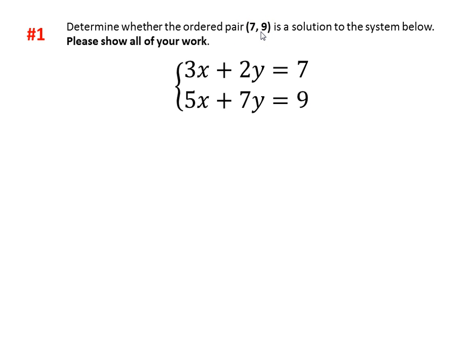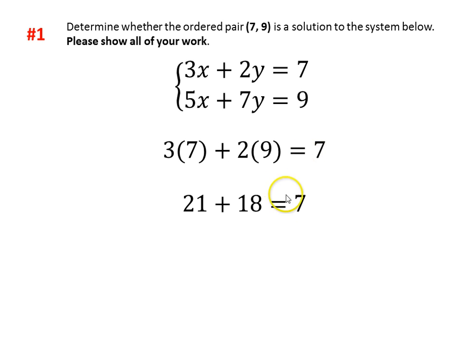Well, if (7, 9) is a solution, then when we plug it into each of these equations, we'll get a statement that is true. So let's see what happens when we take (7, 9) and plug it into the top equation, 3x + 2y = 7, where we are replacing the x with 7, because 7 is the x value, and we're replacing the y with 9, because 9 is the y value. So now we have 3 times 7 plus 2 times 9 equals 7. Well, that is 21 plus 18 equals 7.